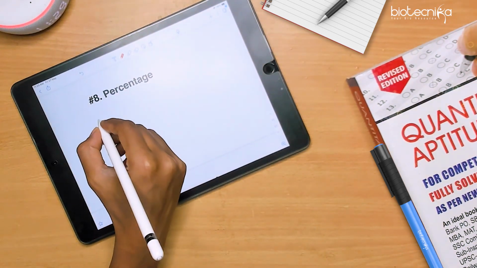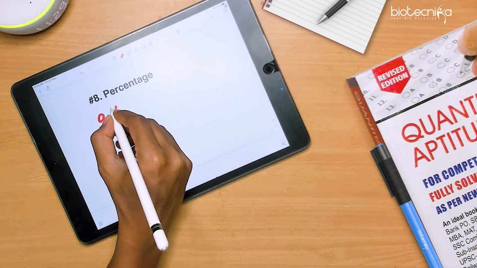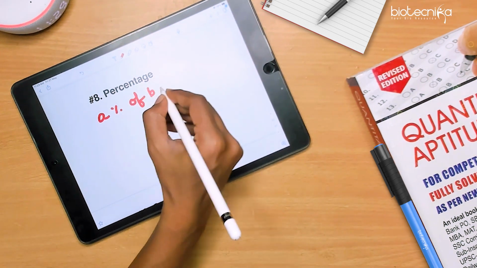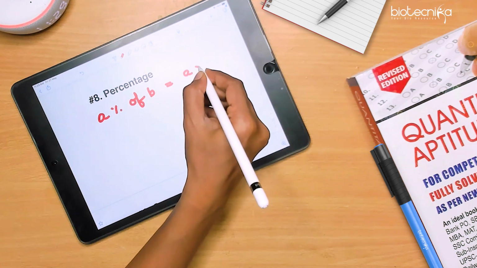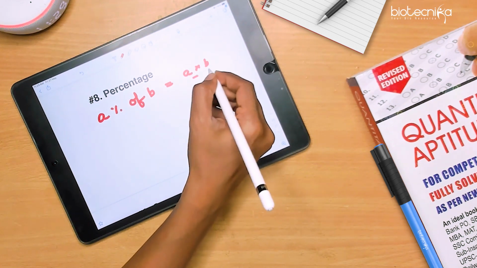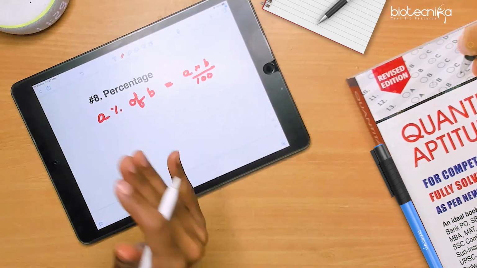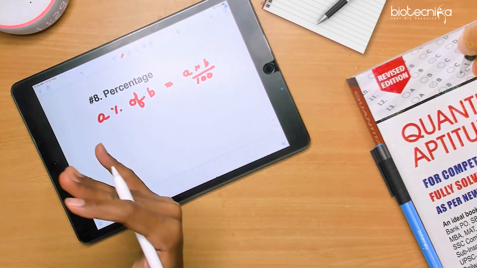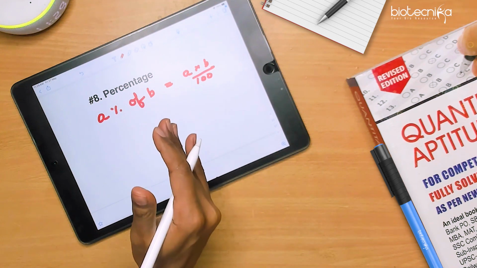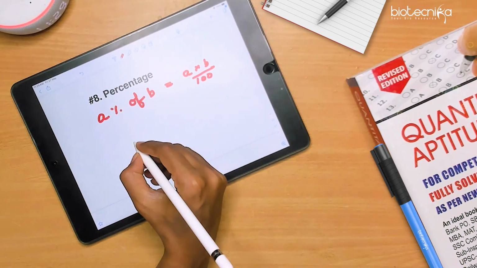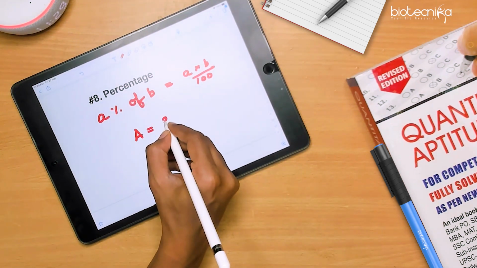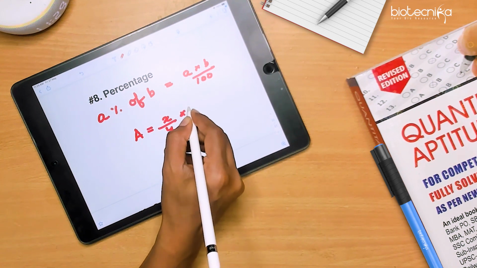Next is percentages. So here, for example, A% of B is A into B divided by 100. If A is X% more than B, then B will be less by how much? If A is X% of C, then B is Y% of C, then what will be there? So you can write A is equal to X by Y into B, right?